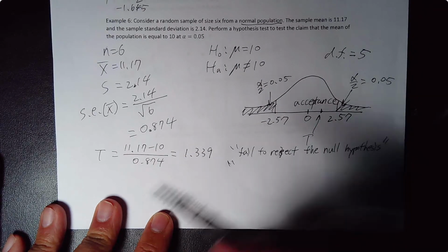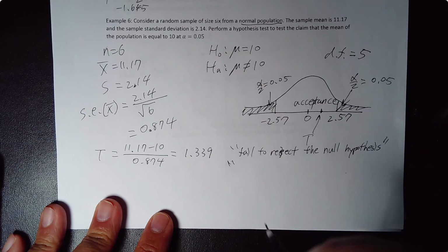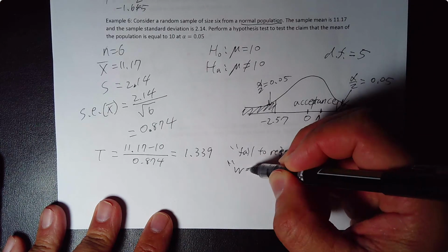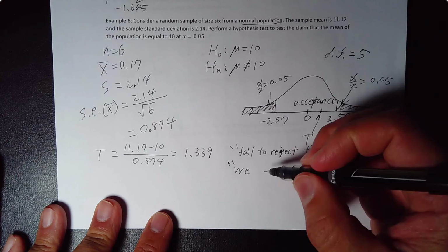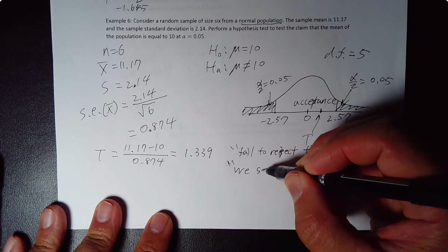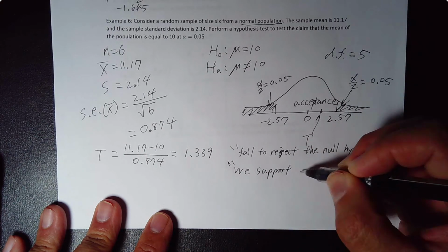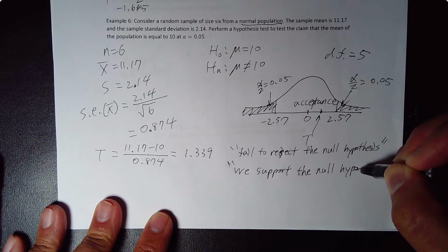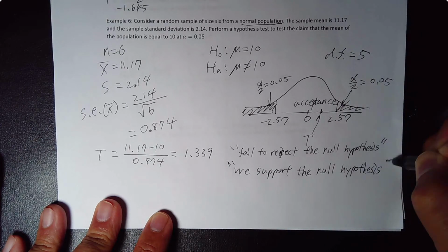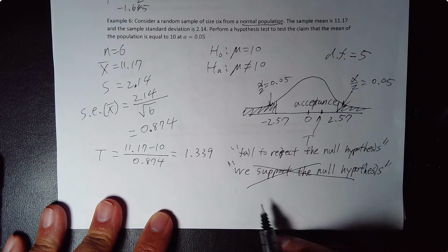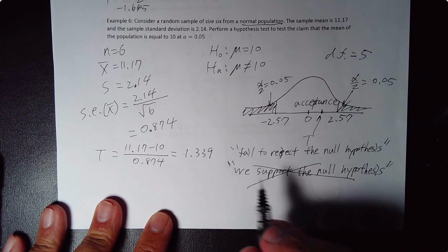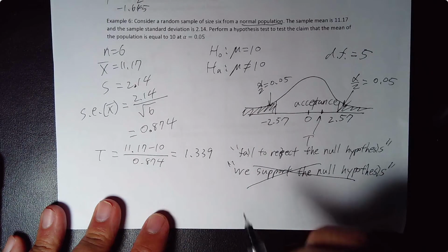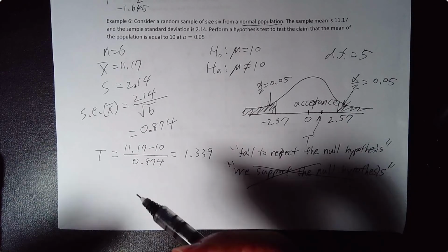However, here's one way you cannot say. Just because we fail to reject the null, we cannot say we support the null hypothesis. We never say this, right? We can't say we support that mu equals 10, simply because that's not how hypothesis testing works, right?